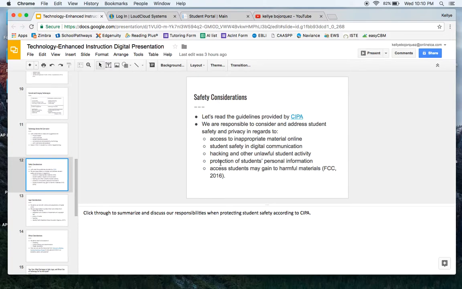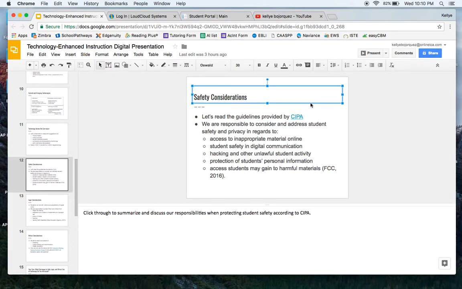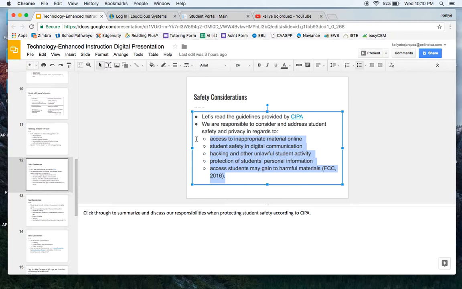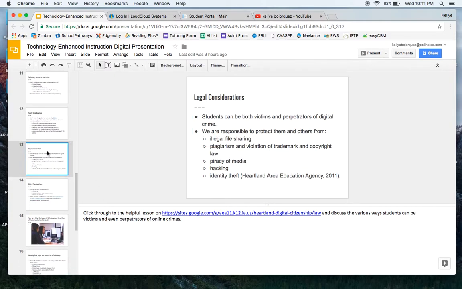Some safety considerations we always have to be considerate of. Of course, we would follow the link to briefly go over the requirements of SIPA and talk about what we're responsible to address and consider regarding student safety and privacy.